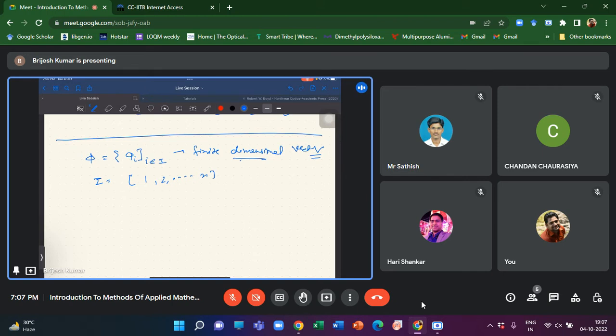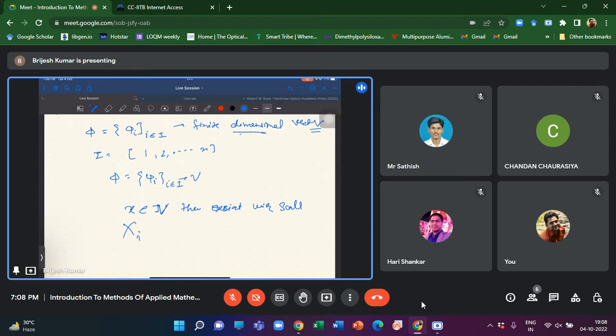If the space is equipped with a norm, then the subset Φ, which is ψ_i where i belongs to I, of B is called a basis if for every x belonging to B there exists a unique scalar x_i such that x equals the summation over i in I of x_i ψ_i. Then it is called the basis of this vector space.